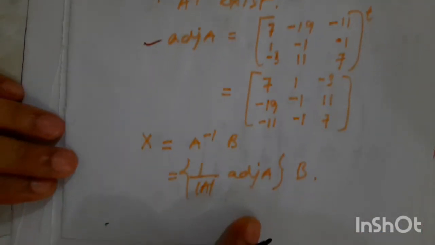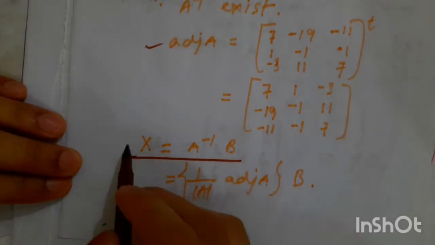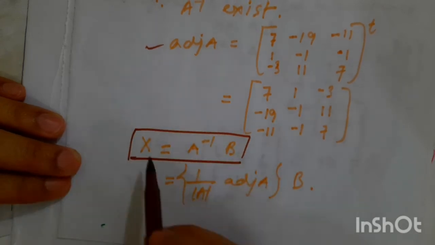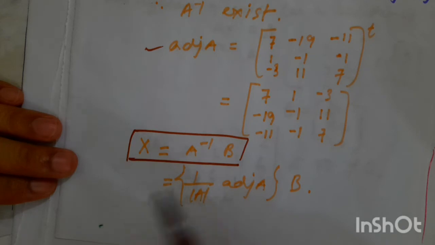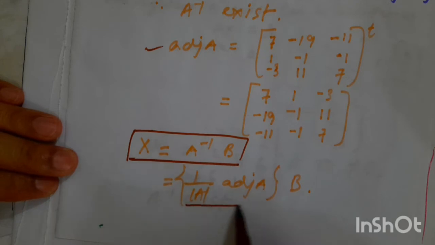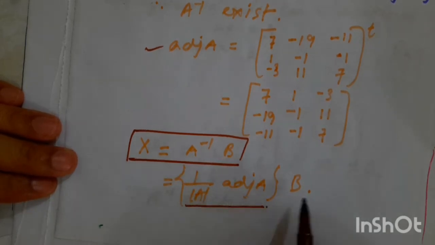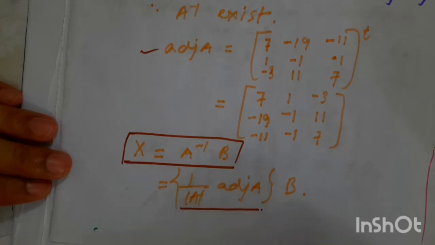So what is the formula? We find X by using this formula, X equal to A inverse B. We already showed this at first. Therefore, what is A inverse? Already discussed in the previous lecture, A inverse equal to 1 by determinant of A into adjoint A.